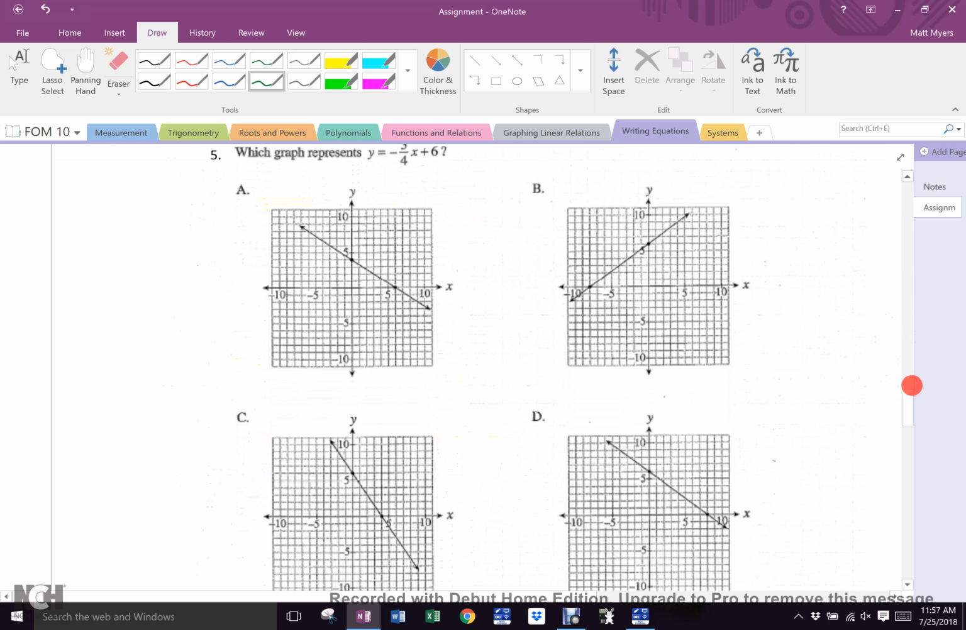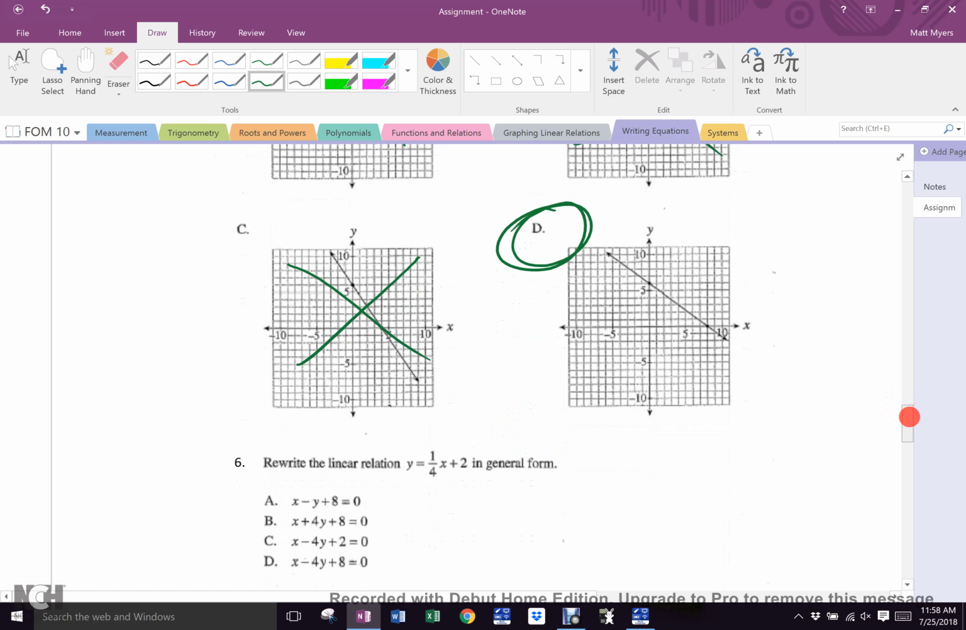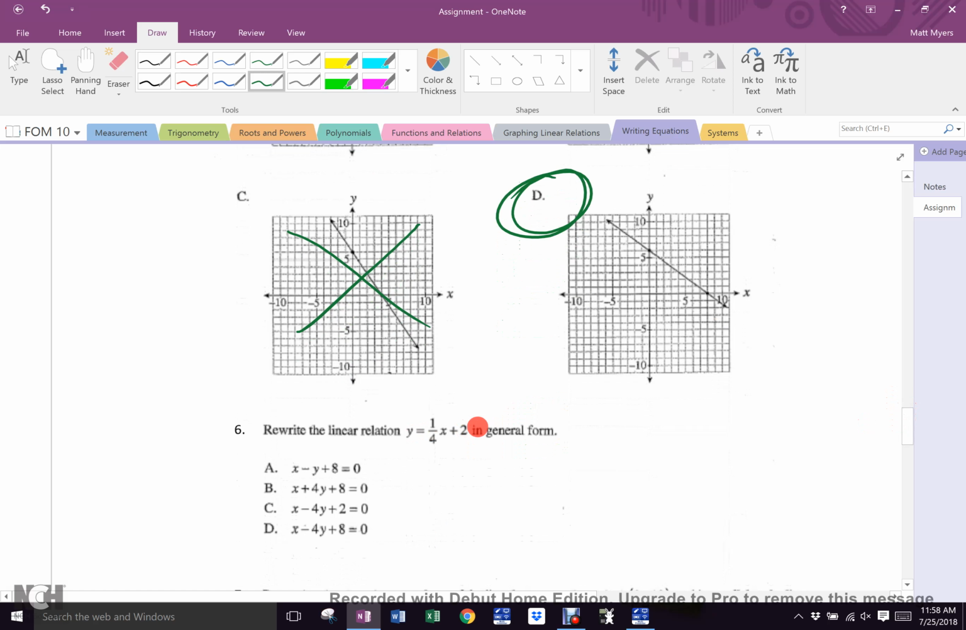Turn the page over. Which of these is that? Well, it's got a y-intercept of 6, so it cannot be A. And it's got a negative slope, so it cannot be B. Has to be one of these two. This one goes from 5 to 5. That's a slope of 1, so it can't be that one. Has to be D. Rewrite this in general form. 1/4 x minus y plus 2. Don't like the quarter. Multiply everything by 4. X minus 4y plus 8. D.